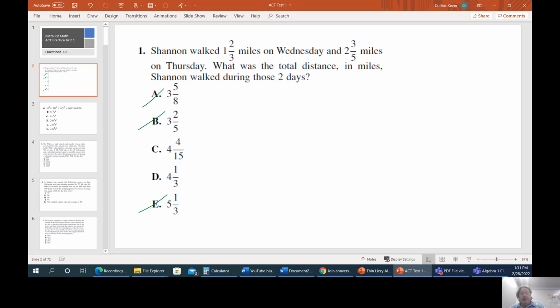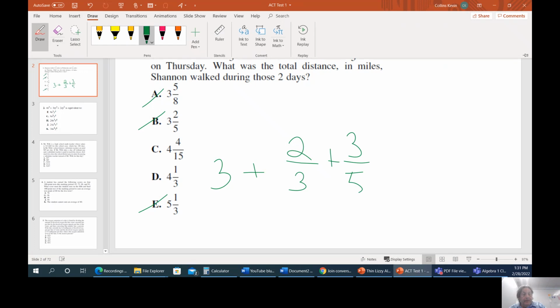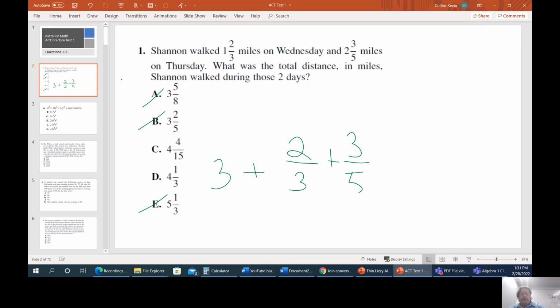So we know we're going to have 3, plus these fractions, right? So we've got 2/3 plus 3/5. I'm going to switch up colors here. All right, here's a good way to do fractions. Multiply these two together, so 3 times 3 is 9. Multiply these two together, and 2 times 5 is 10.